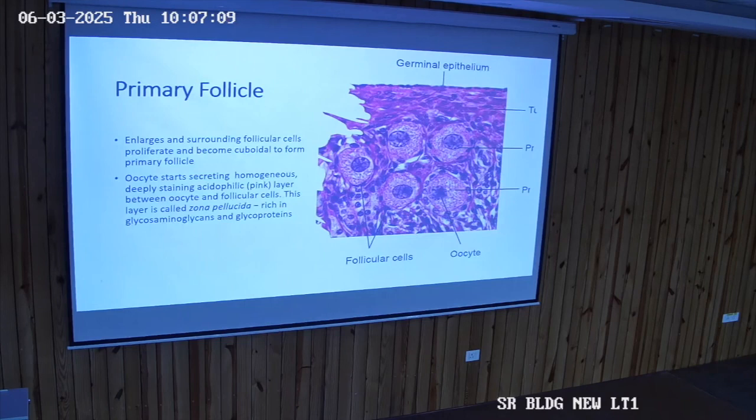Next is the primary follicle, which comes after this primordial follicle. So the size of the follicular cells as well as the size of the follicle will increase. That is called the primary follicle. Now in the primary follicle, what happens? The zona pellucida develops. So where does the zona pellucida develop? In between the ova and the follicular cells.